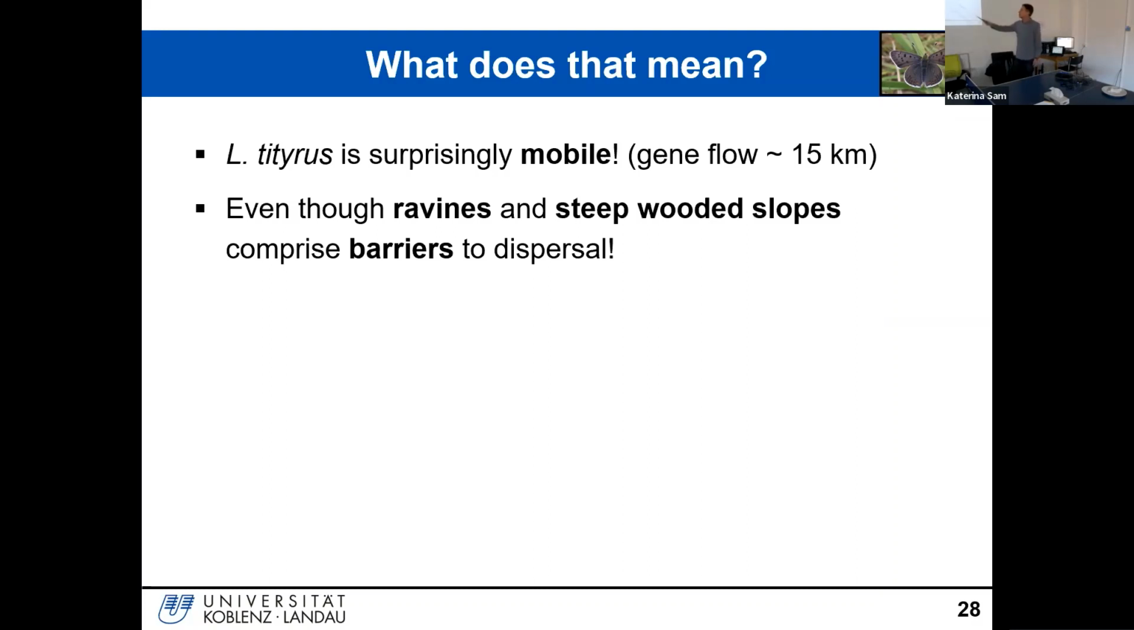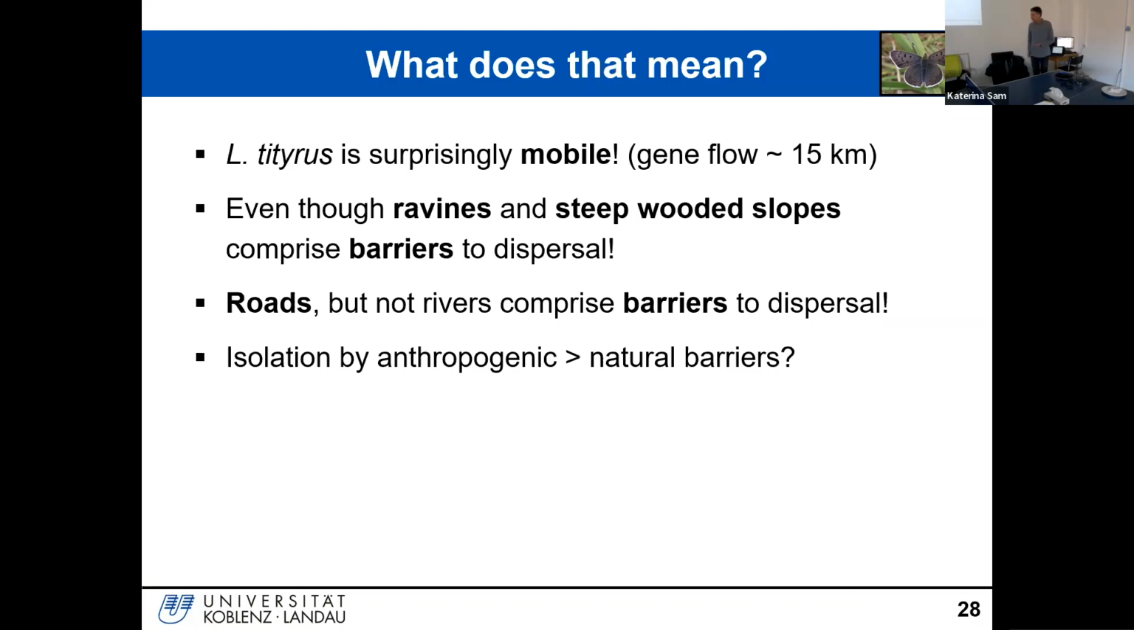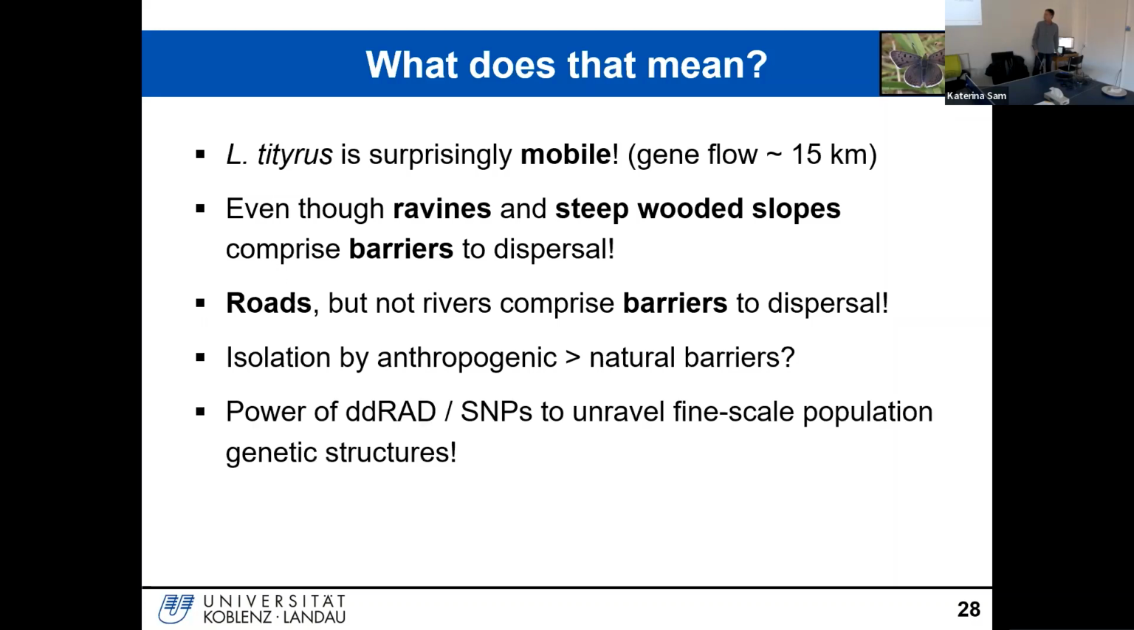Nevertheless, we could show that ravines, gorges, and steep wooded slopes comprise sort of at least relative barriers to dispersal. Roads, but not rivers, comprise barriers to dispersal. So it might be that the isolating effects of anthropogenic structures are more important than those of natural barriers. That's at least something we are thinking about at the moment. Yeah, and the SNP approach with these very high numbers of markers, it's just a fantastic tool to reveal even fine-scale population structures.